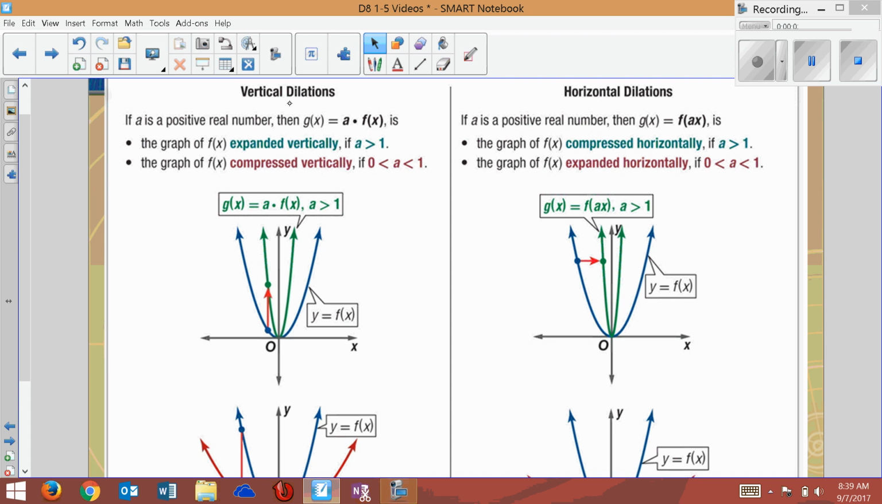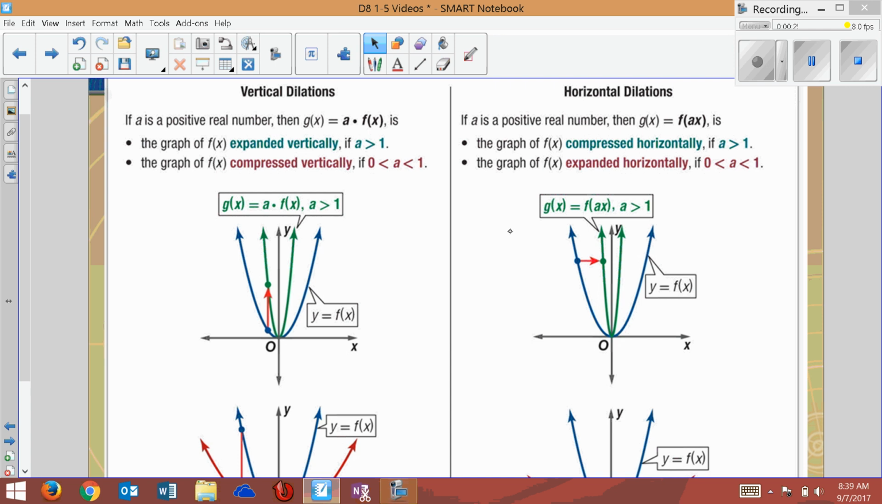Now let's talk about dilations, otherwise known as expansions and compressions. This happens when you multiply by a number. If it's on the outside, it's vertical. Inside, it's horizontal. Remember, inside's backwards. So if you're multiplying by a number of 5 on the inside, it's kind of like dividing by 5. Or you could look at it as multiplying by the reciprocal, which 5 would become 1/5.